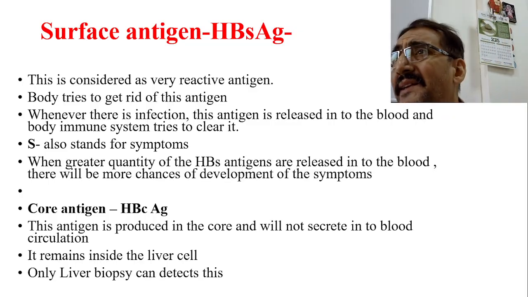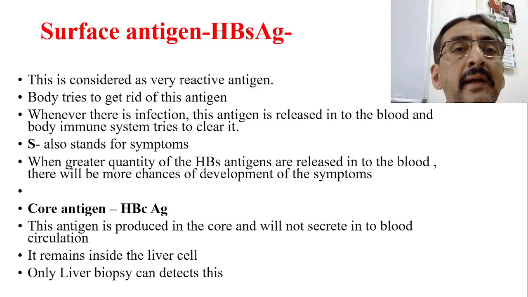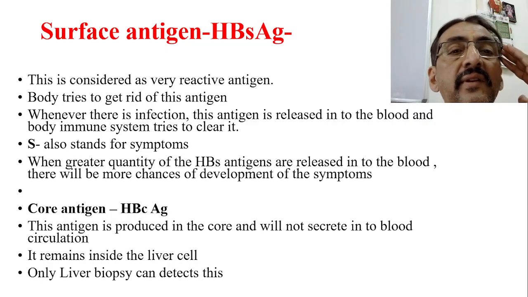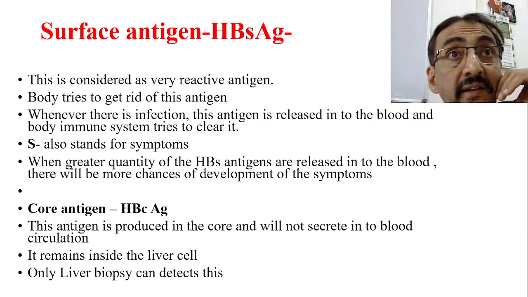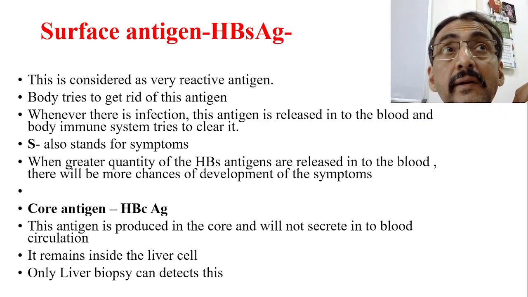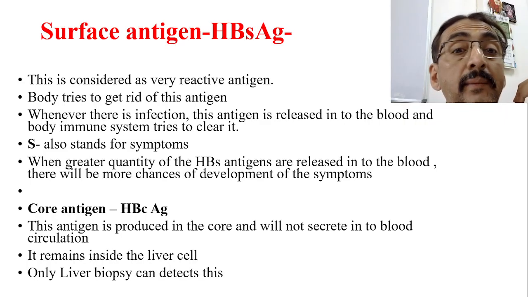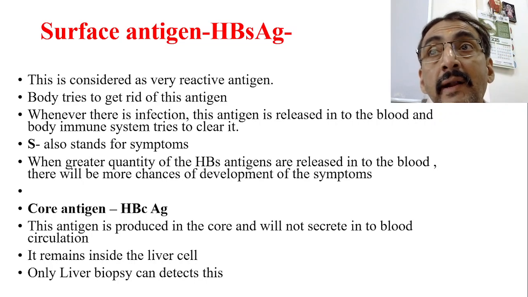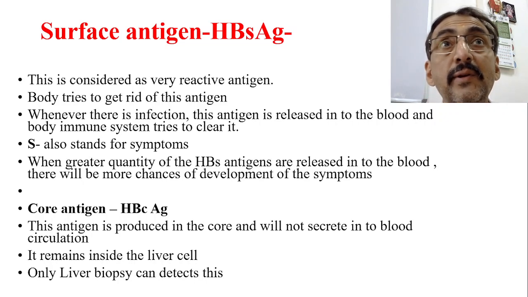There are many antigens which are produced from this virus. One is surface antigen, that is HBsAg. This is considered a very reactive antigen. The body tries to get rid of this antigen. So whenever there is an infection, this antigen is released into the blood, isn't it? And the body's immune system tries to clear it. When the immune system interacts with the antigen, an antigen-antibody reaction takes place, and there will be a lot of symptoms.